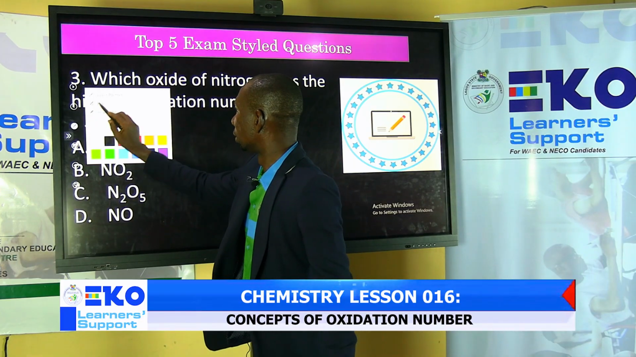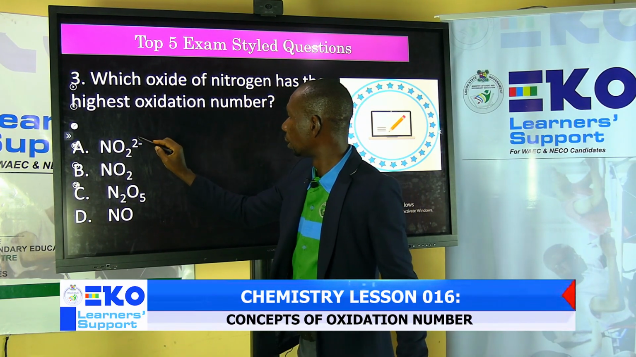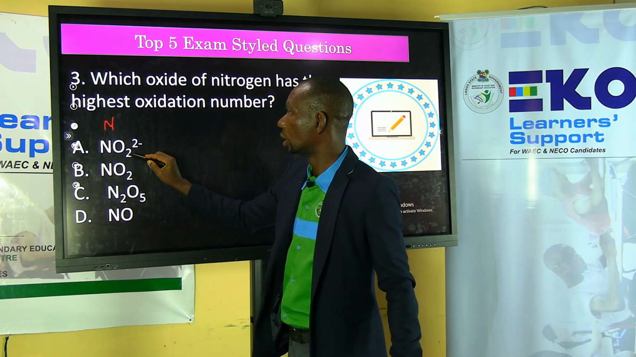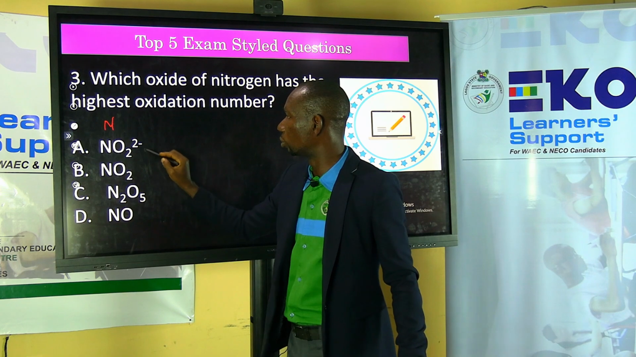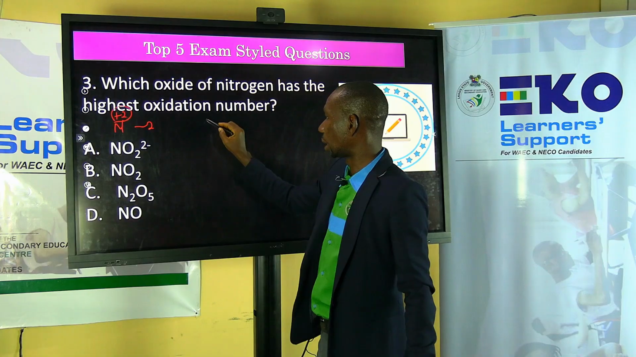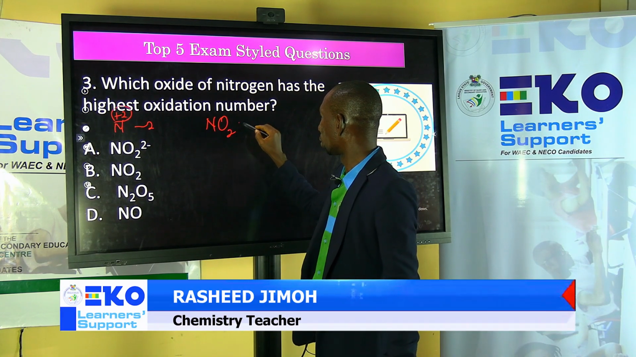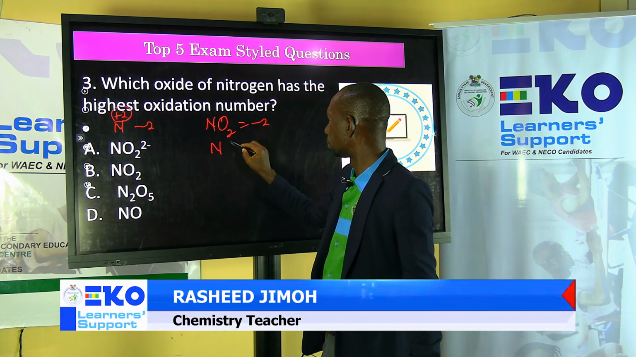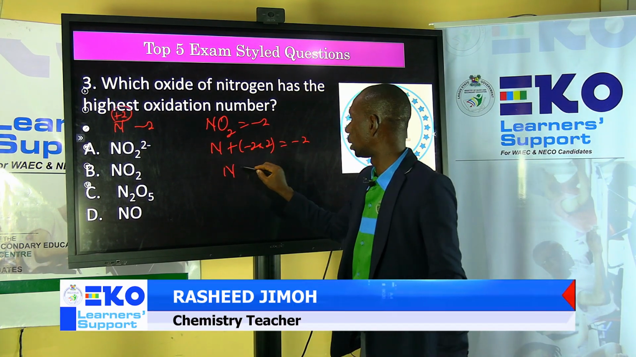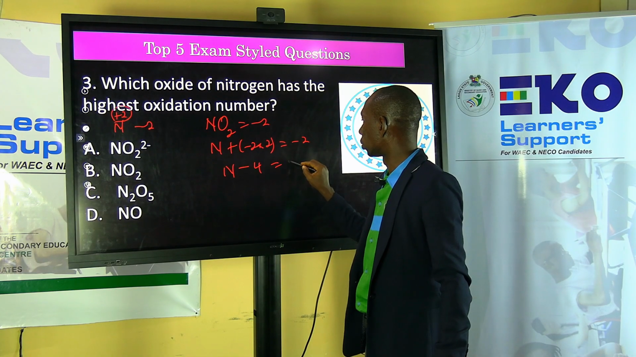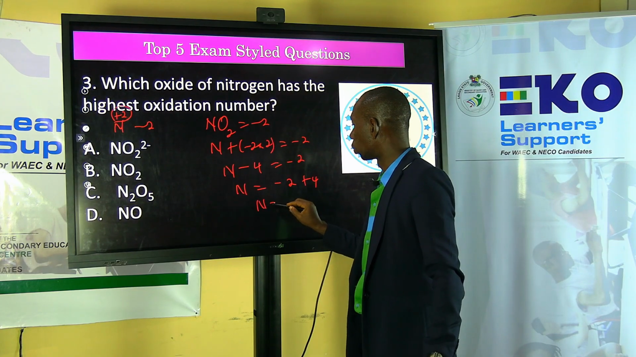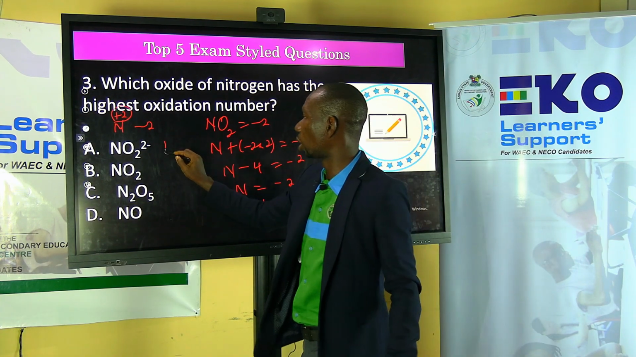Okay. All right. So this is going to be N. This is minus 2 times 2. That would be minus 4. But because there's already a minus 2 here, the oxygen will be minus 2. And this is going to be plus 2. And we can work it out too. Equals minus 2. And that is N plus minus 2 times 2 equals minus 2. That is N plus minus 2 times 2, 4, equals minus 2. This is N equals minus 2 plus 4. And N equals what? Plus 2. So here it is plus 2.